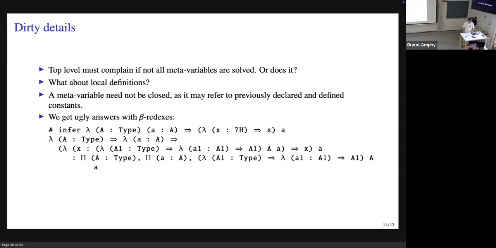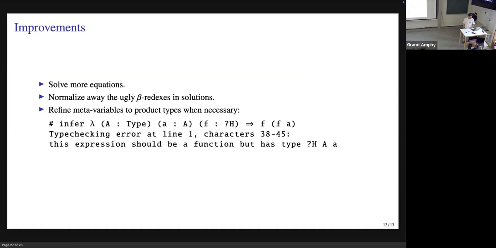So I don't think I want to say much more today. Let's see. We said, yeah, you can solve more equations. We said, yeah, you can normalize away the beta indices, but not much. Oh, here's another one that we did not address, which you would want to do very early on.